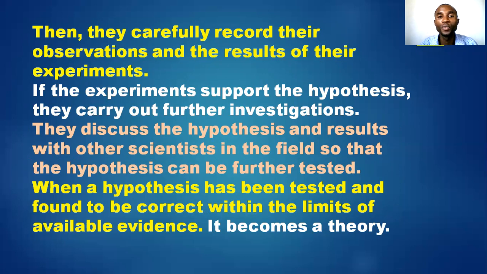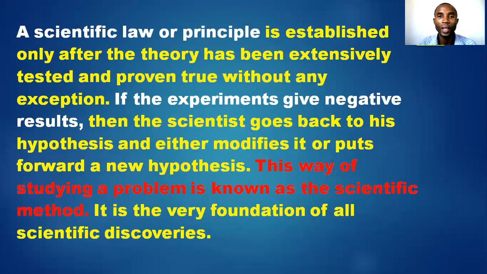When the hypothesis has been tested and found to be correct within the limits of available evidence, it becomes a theory. That is how we get the different theories we have in chemistry. It's not just one test. Somebody doesn't wake up one day and declare a theory. All the theories we have in chemistry undergo these processes. Now, a scientific law or principle is established only after the theory has been extensively tested and proven true without any exception.